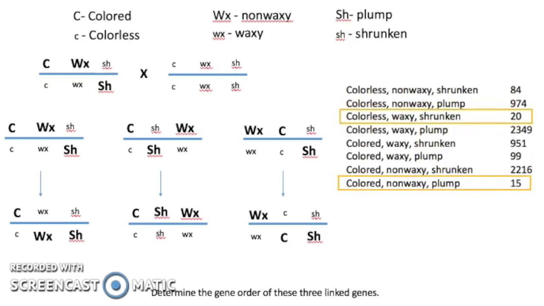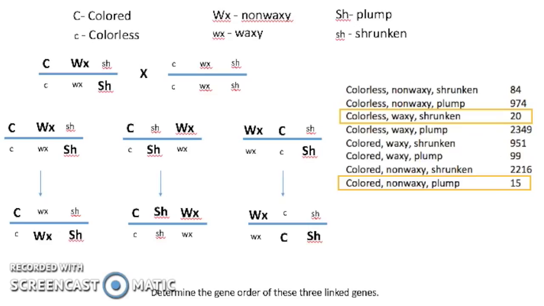Our next step now is to find the 2 phenotypes of the F1 offspring that would be double recombinants. Those are the ones that are the least frequent of the offspring. So the best way is just to go through and find what are the 2 groups that there are the fewest of. And in this situation, the group here with 20 is colorless, waxy, and shrunken, and the group with 15 is colored, non-waxy, and plump.